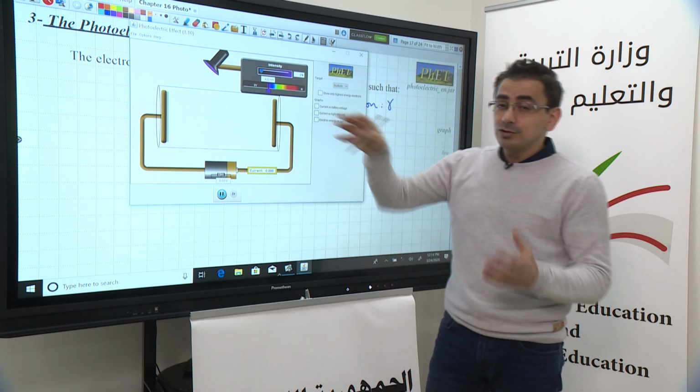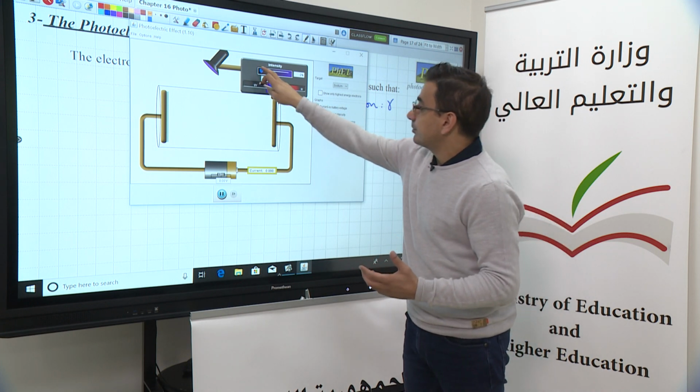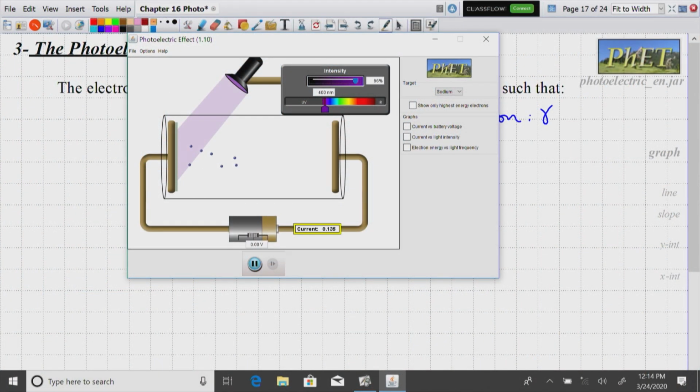The electrons coming out have kinetic energy, which is half mv squared, and which we can measure. Now in this part we focus on the graph. So if I start up with this, I'll increase the intensity. You notice that electrons move out with some energy.